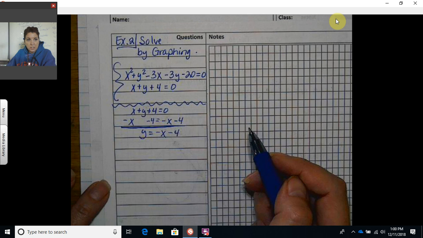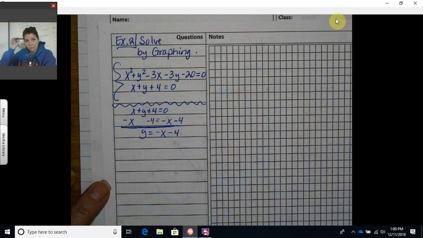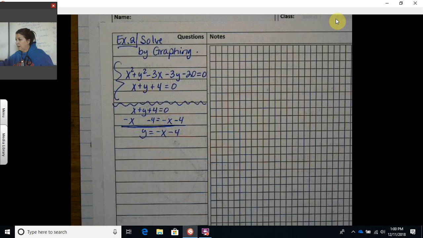So what's my y-intercept? Negative 4, and what's my slope? Negative 1. So I'm going to go ahead and graph that. You can wait and graph them both at the end. That's fine. I'm just going to go ahead, get the graph going.